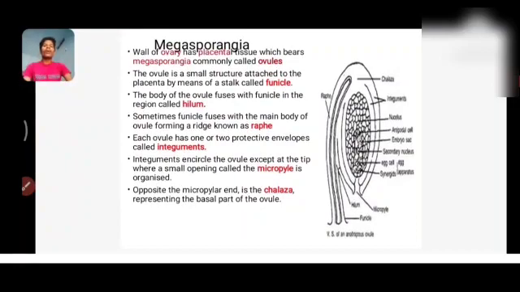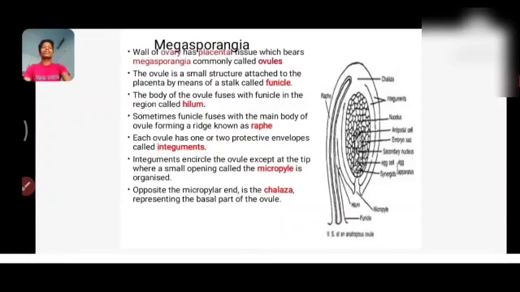Okay, the wall of the ovary has placental tissue, which bears megasporangia, commonly called ovules. The placenta is the attachment of the walls of the ovary and flower. Okay, here the megasporangium is attached with the placenta. It is commonly called an ovule. An ovule is often found attached with the placenta through a small funicle. Okay, the ovule is a small structure attached to the placenta by means of a stalk called the funicle.